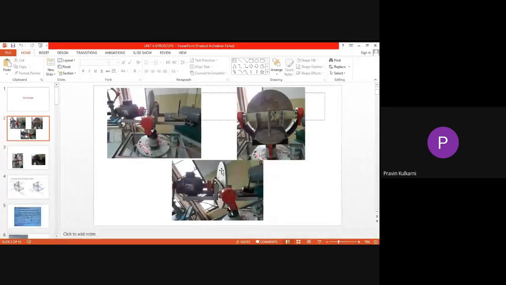So this is actually the experimental setup that we have in our laboratory. A gyroscope can be best understood with the help of this setup. A gyroscope is basically a heavy disc having high inertia. And then you're able to see the provision of the weighing panel in which masses can be placed.